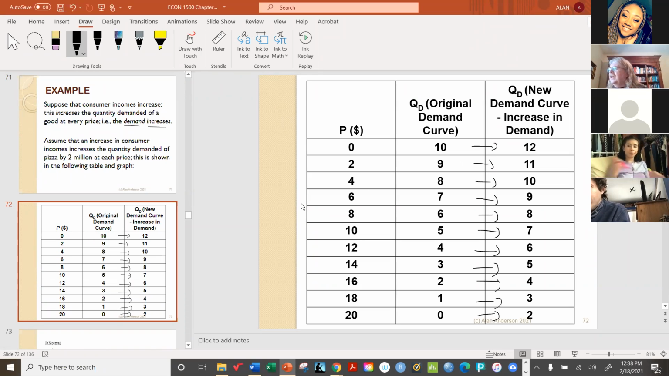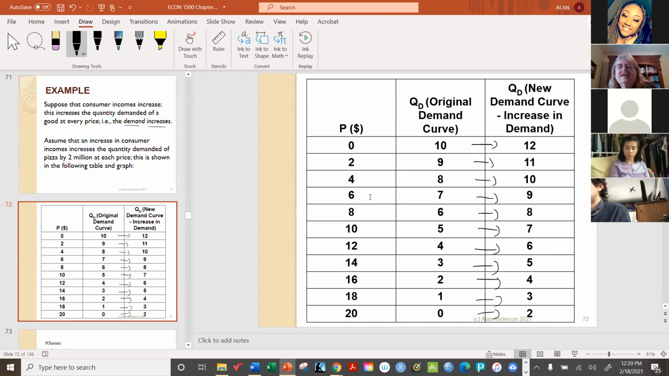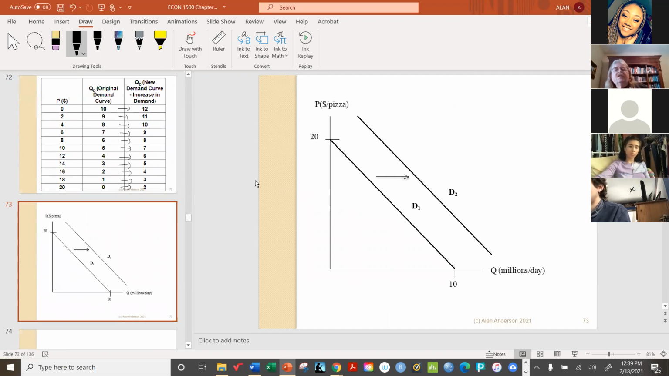And so here we're assuming that that translates into an increase in the demand for pizza. And no matter what the price is, we're going to buy more than we used to at the old price. So how does that show up on the graph? Let's find out. There we go. So in other words, the entire demand curve is at a higher level.